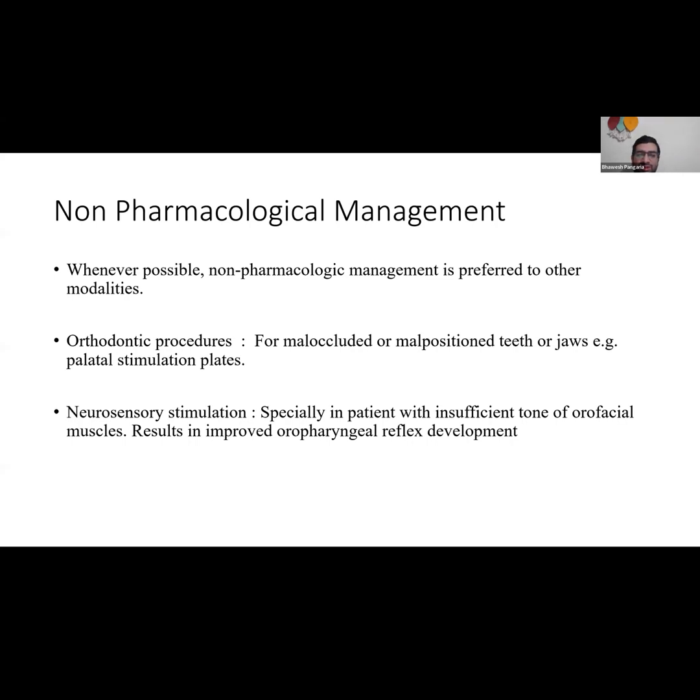Other than that, neurosensory stimulation, especially in patients with insufficient tone of oral muscles, can be used. It results in improved oropharyngeal reflex development. Neurosensory stimulation includes various types of exercises, which will help in increasing the tone of orofacial muscles. It also includes the sensory stimulation part, giving various sensory stimulation to the oral, oropharyngeal, or palatal area. Examples can be giving vibratory sensations around the face and around the oral area, which might improve the swallowing reflex. So in all, what we are doing here is improving the swallowing reflex by neurosensory stimulation.